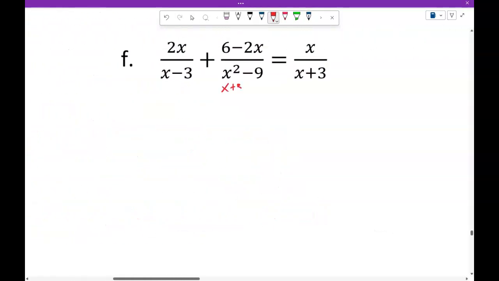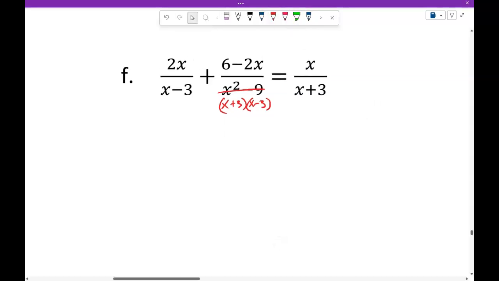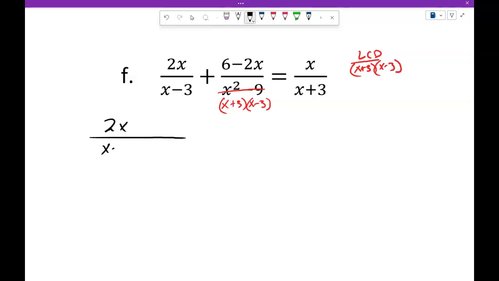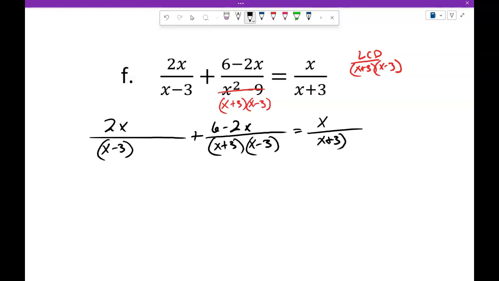If we can factor, we want to make sure that we do. We have a difference of squares, gives us x plus 3, x minus 3. Since all the denominators are x plus 3 or x minus 3, we know that our LCD is the product of x plus 3 and x minus 3. So every numerator is going to be multiplied by those two factors. I'm going to write this out the long way, but you can try the shorthand if you would like. Everything will get x plus 3, x minus 3.